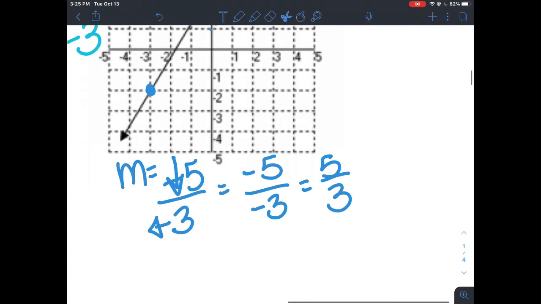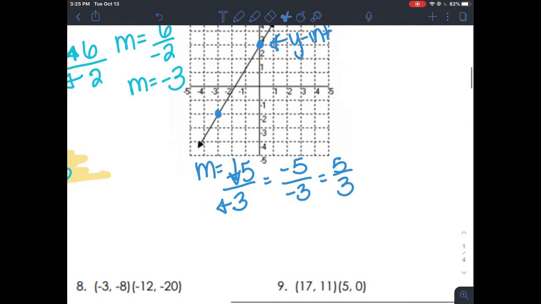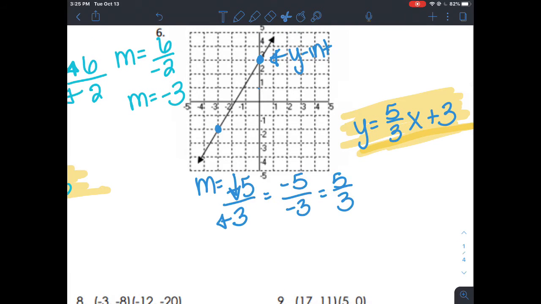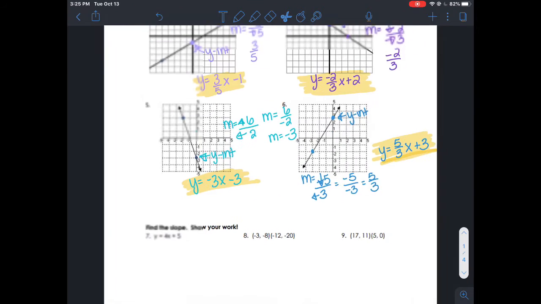So my slope is 5/3. It does not reduce, so I don't need to do anything there. I just need to plug it into my equation. So y equals 5/3 x plus 3.